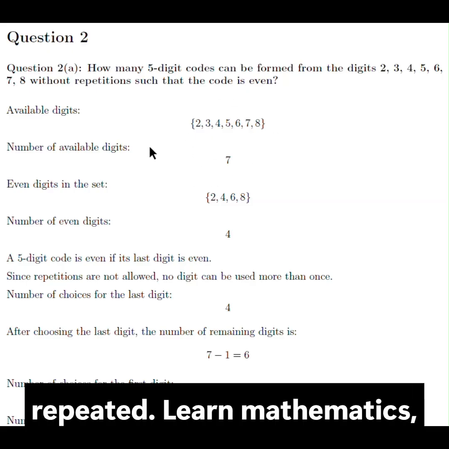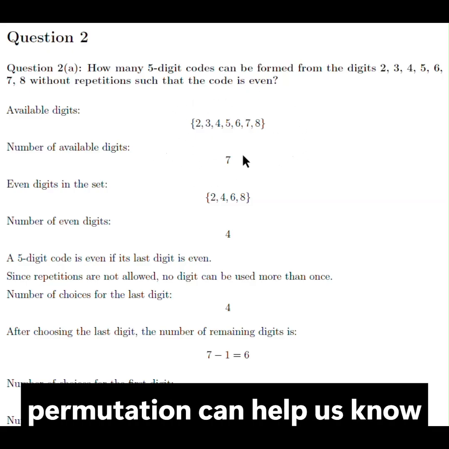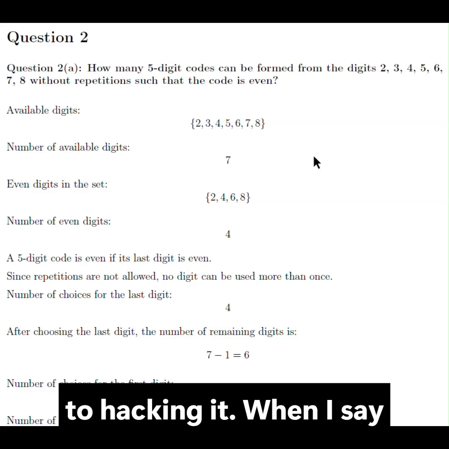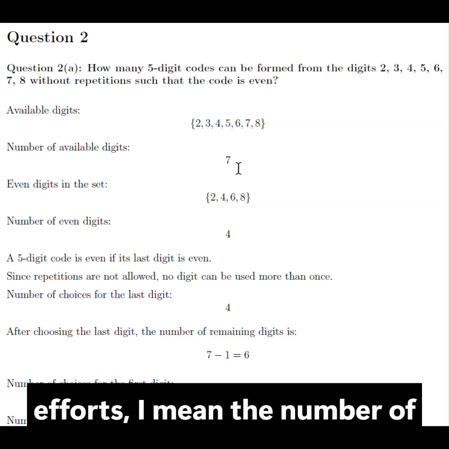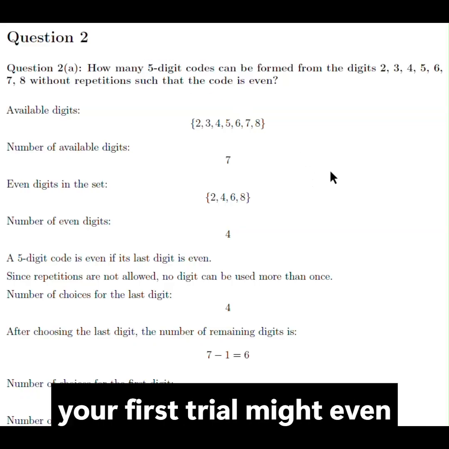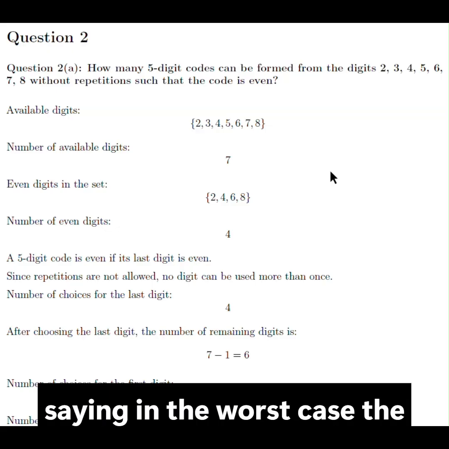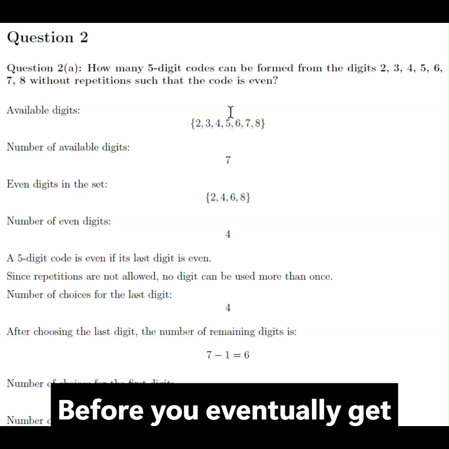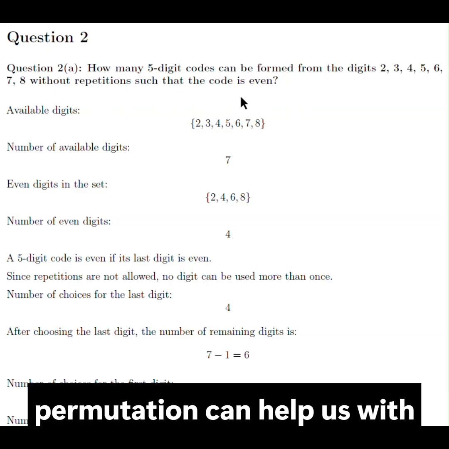Then mathematics, particularly the concept of permutation, can help us know the amount of effort you put in to getting that pin code, to hacking it. When I say effort, I mean the number of trials you have to run to get the exact 5-digit code. Of course, you might be lucky, your first trial might even give you the code, but we're saying in the worst case, the maximum number of trials you would have to go through before you eventually get that code. This concept of permutation can help us with that.